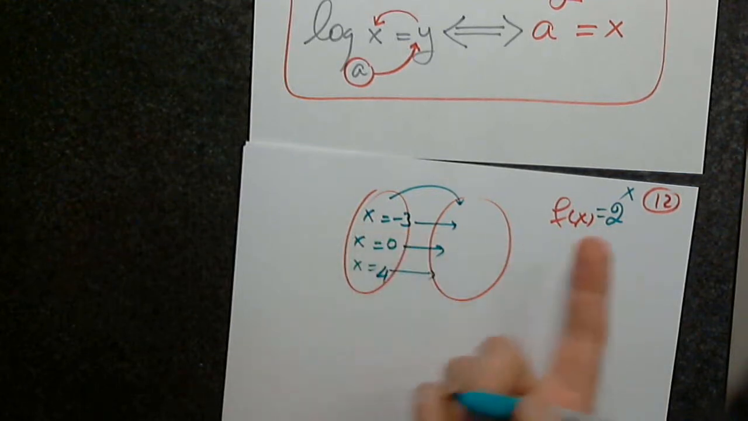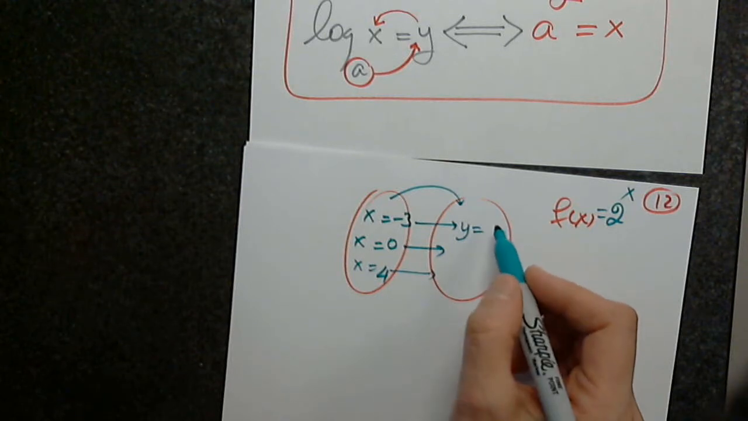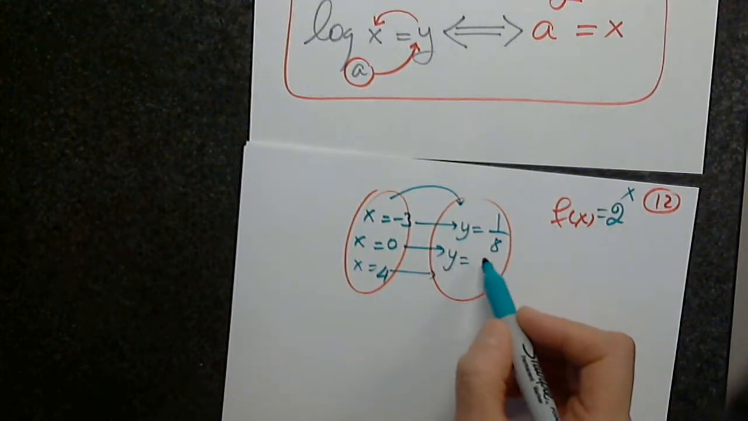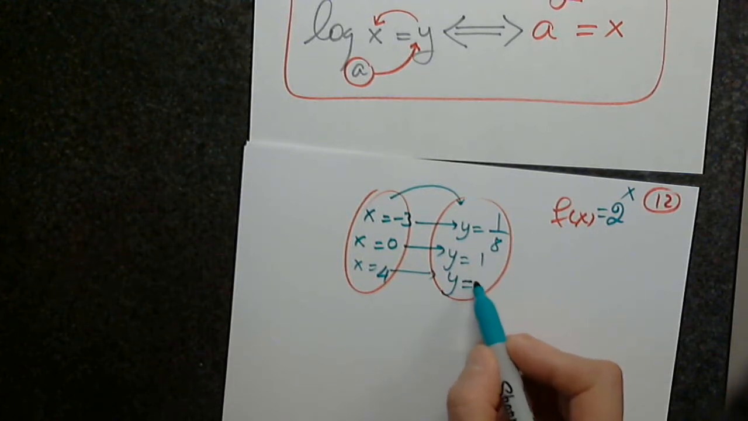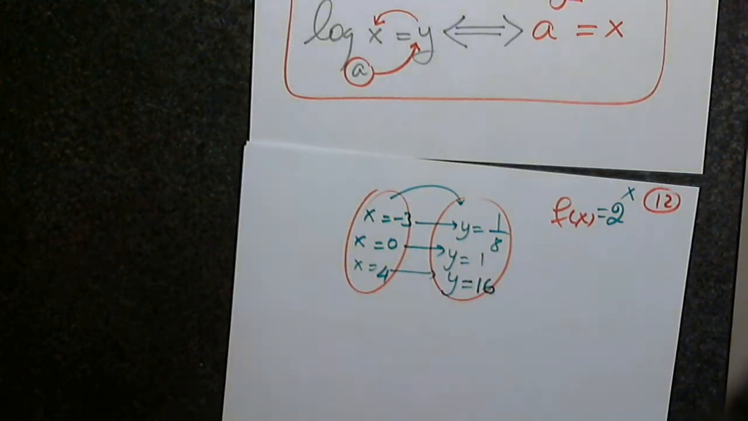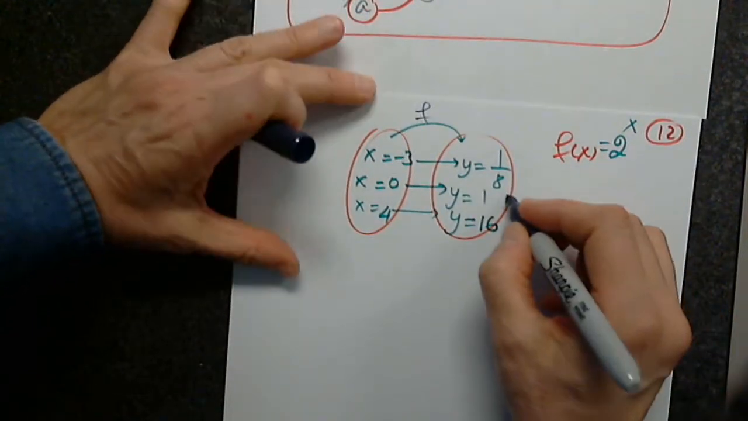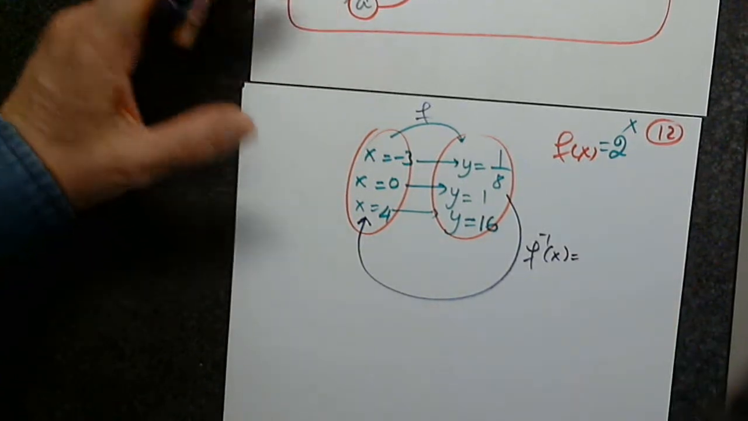In other words, 2 raised to -3 will be y equals 1/8. Excellent. Y equals 1. Excellent. Y equals 16. Excellent. That's fine, but I want you to check. Don't trust anything. So now I claim that the inverse function is, what is my claim?